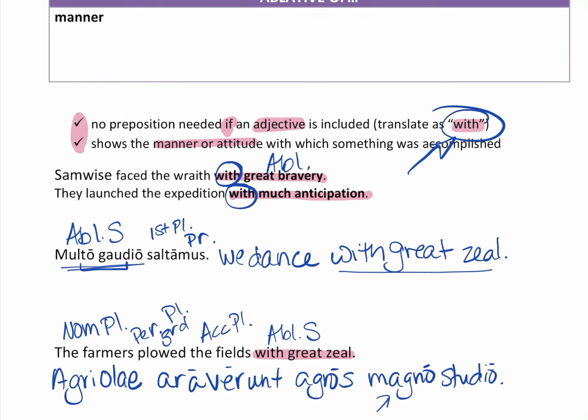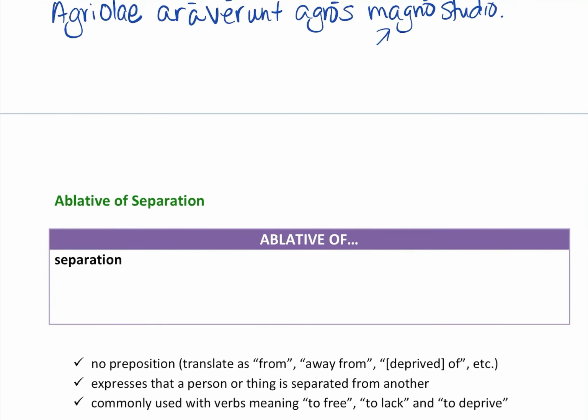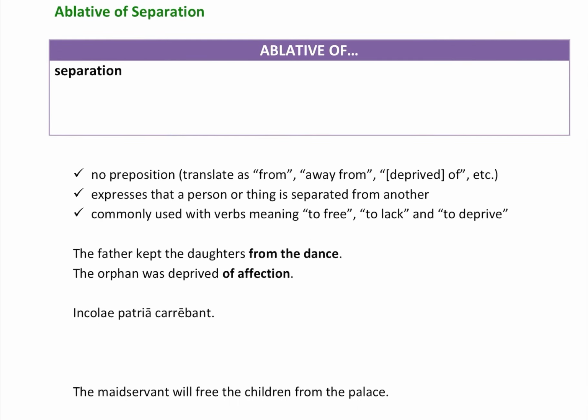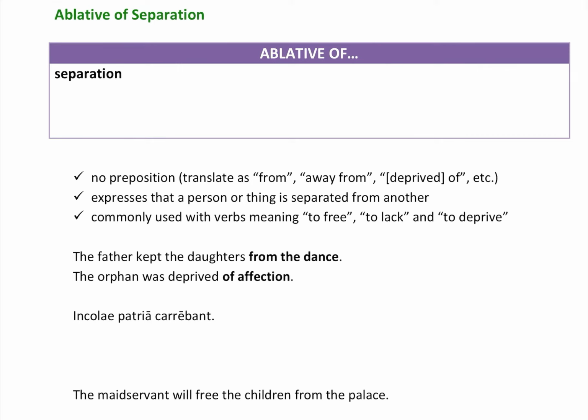All right, so that is ablative of manner. Once you get your two things to write down, let's go on to the next one. Ablative of separation. All right, last one. There again, no preposition. And here's how we translate it. There's a couple different ways we translate it. We can translate it as from, away from, and then there's verbs that we can use that will have an "of" afterwards. There's a bunch of different ways to translate this. You do the one that makes most English sense. You'll see as we go along.